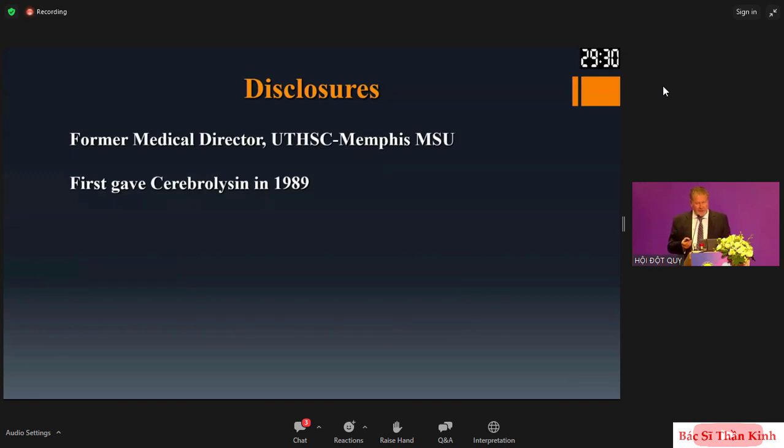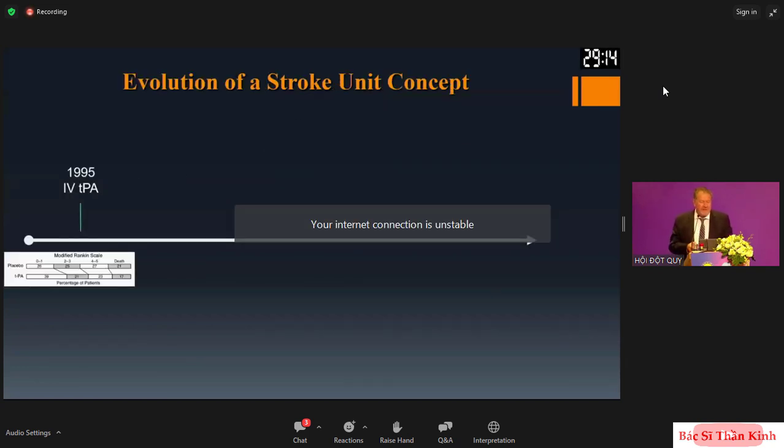First week I treated a stroke patient with Cerebrolysin, and we did one of the first studies, and we monitored these patients with brand new EEG mapping. So having said that, let's have a quick quiz.